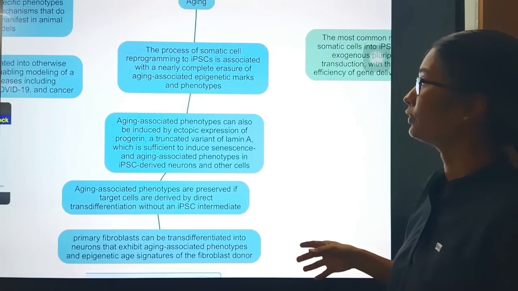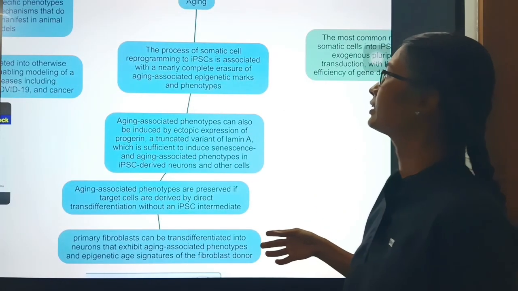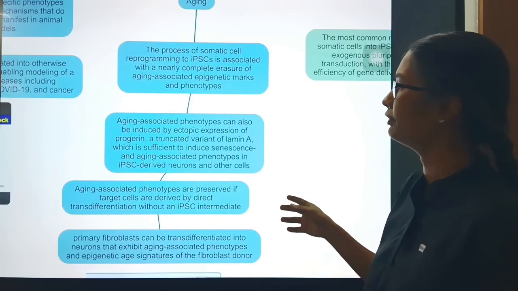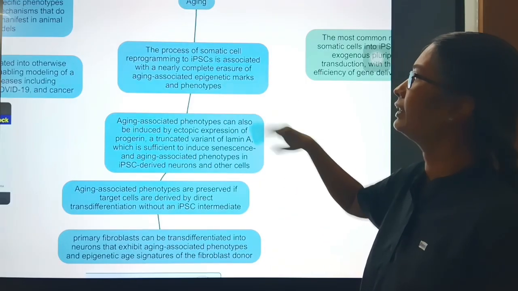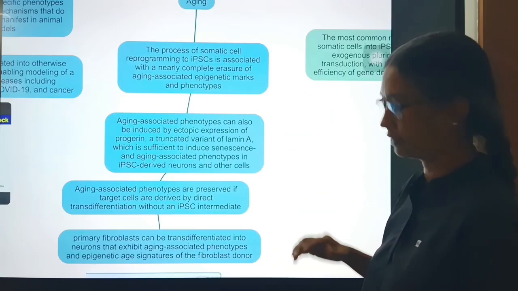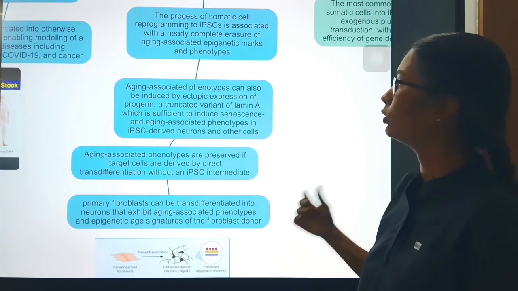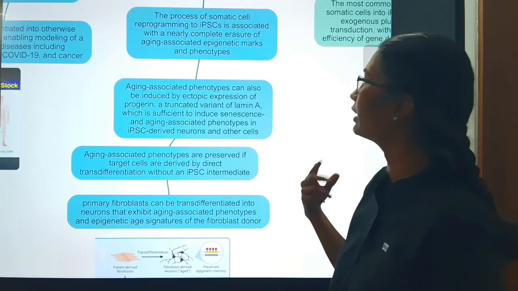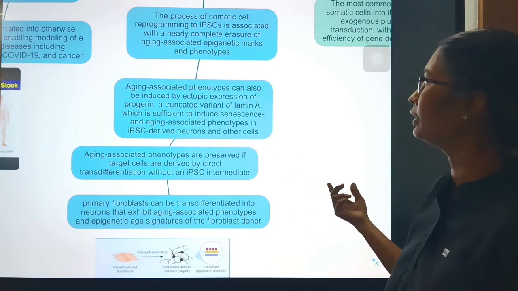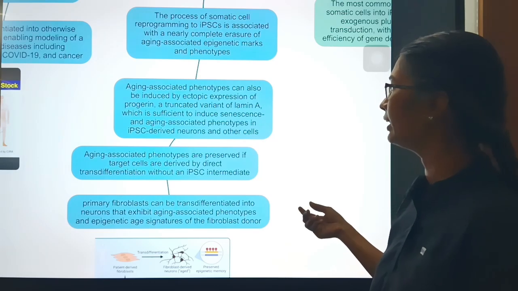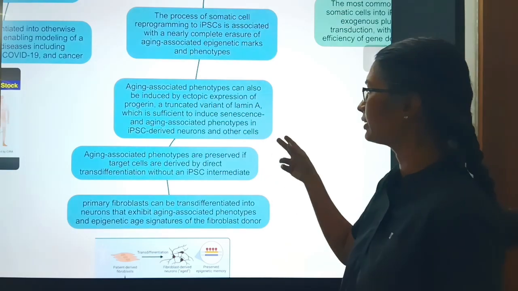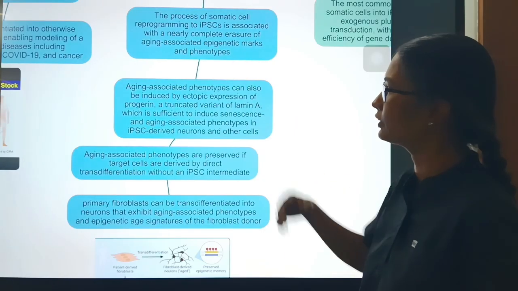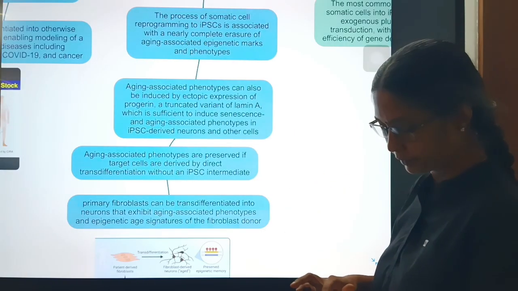Aging. The process of somatic cell reprogramming to iPSCs is associated with a nearly complete erasure of aging-associated epigenetic marks and phenotypes. So iPSCs can erase the age-related phenotypes here. Aging-associated phenotypes can also be induced by ectopic expression of progerin, a truncated variant of lamin A, which is sufficient to induce senescence and aging-associated phenotypes in iPSC-derived neurons and other cells. So to study the age-related changes, these iPSCs and aging-associated phenotypes can also be developed.